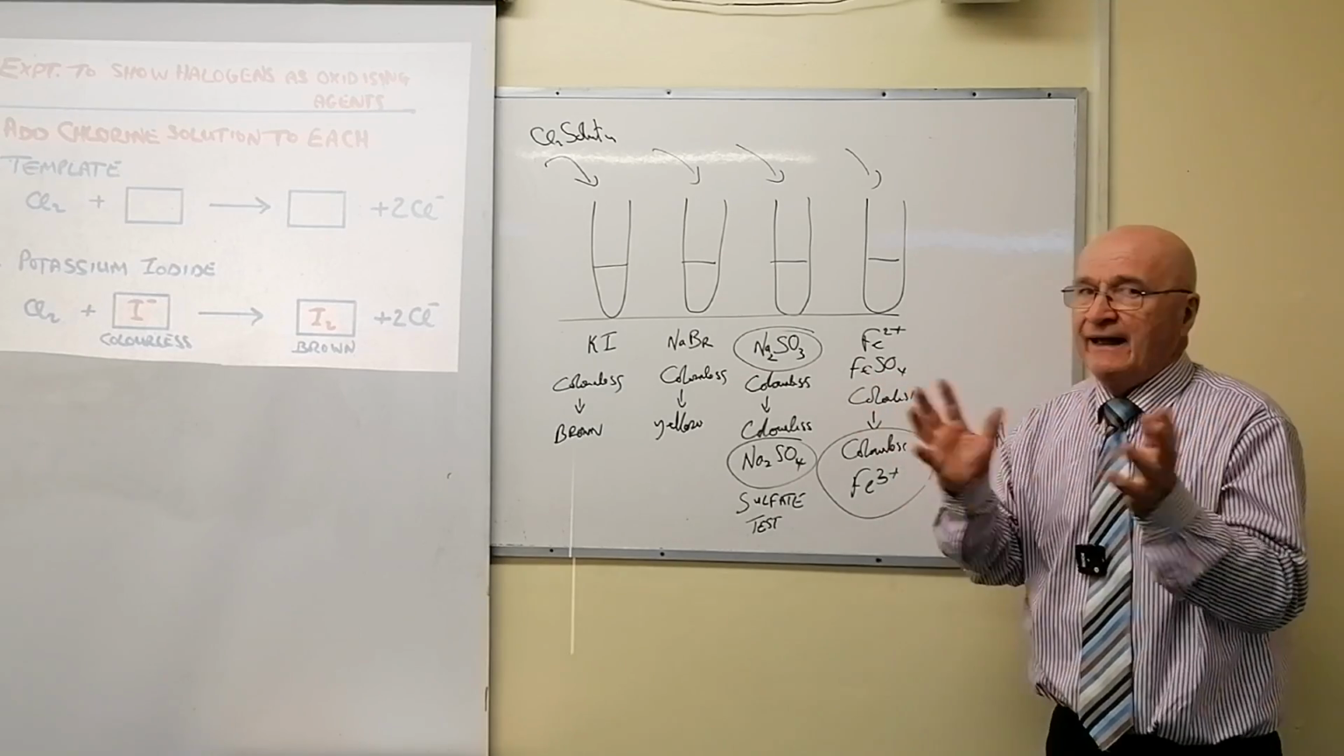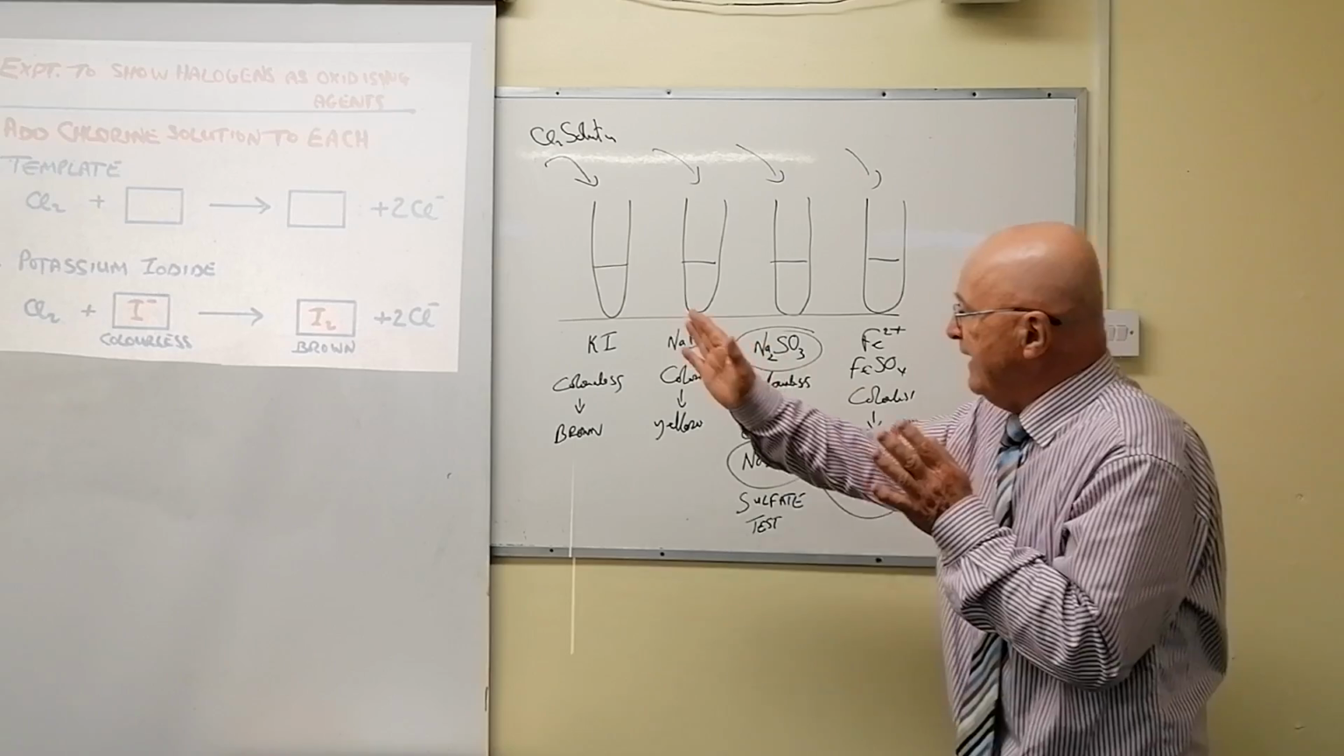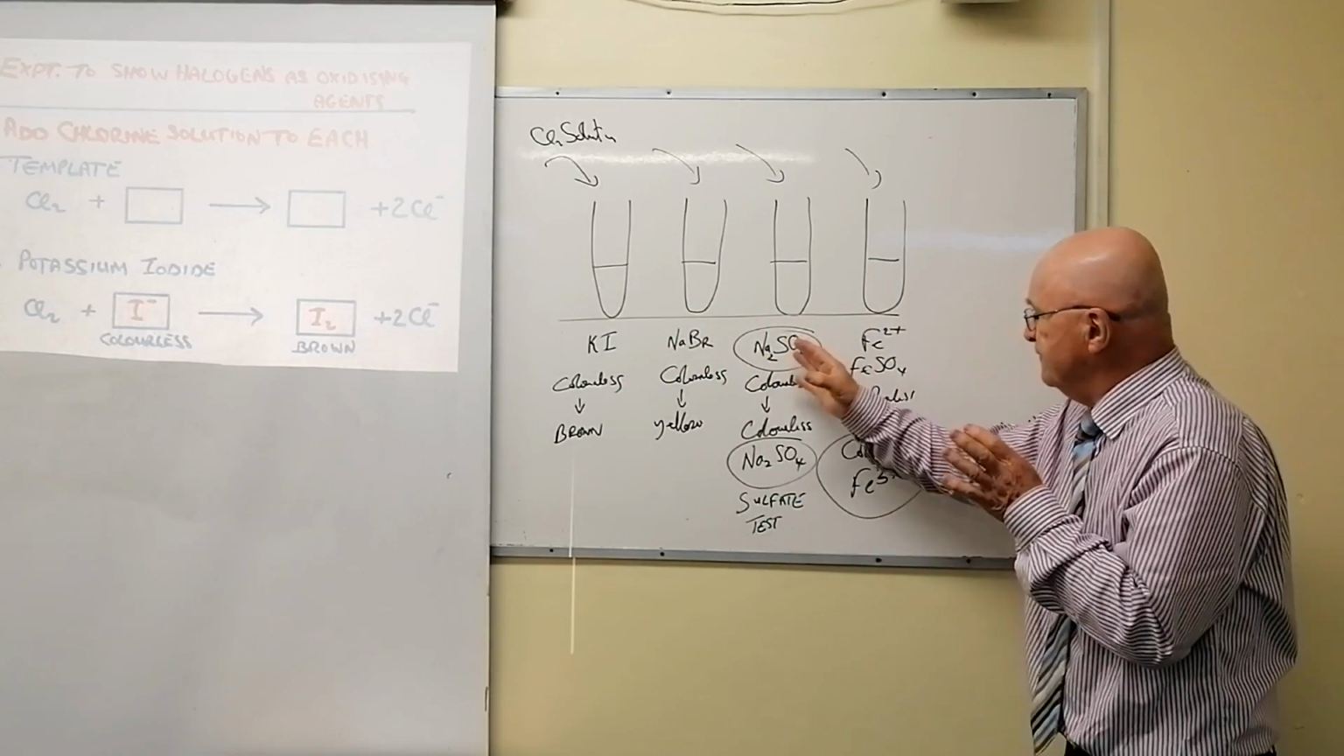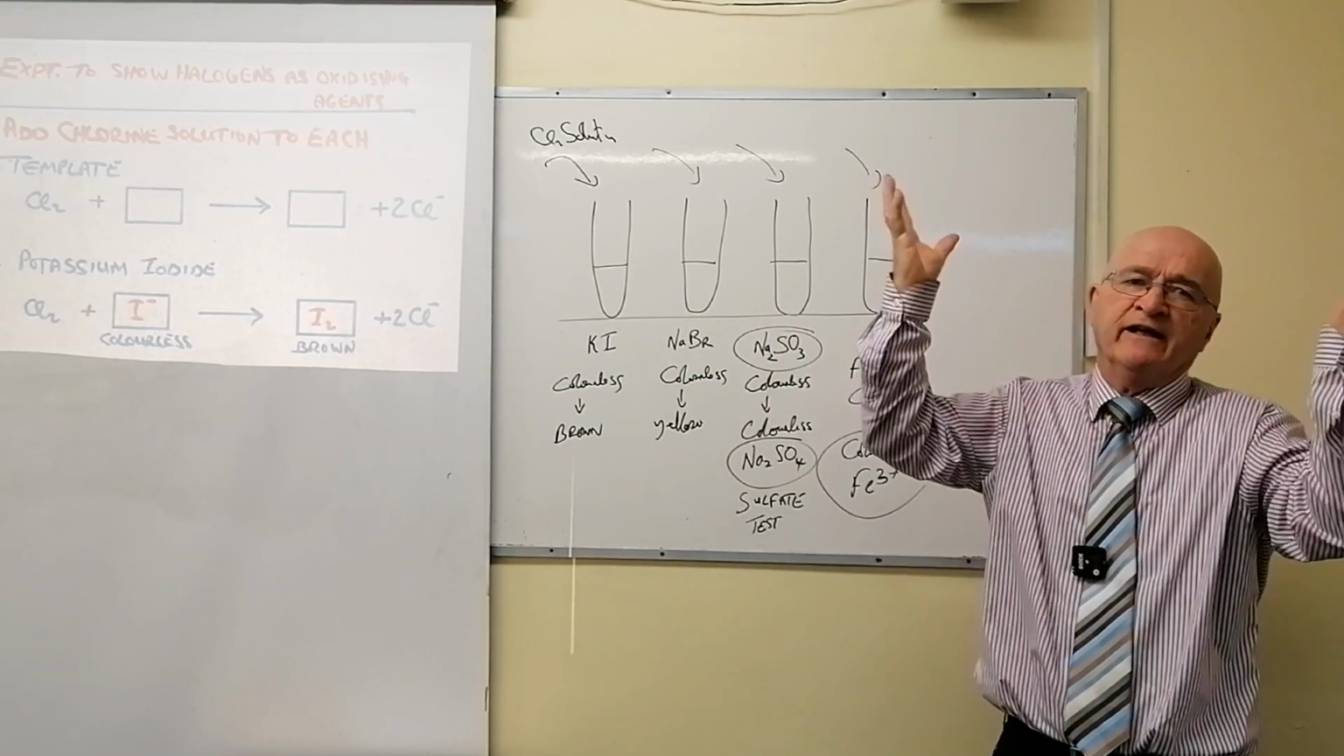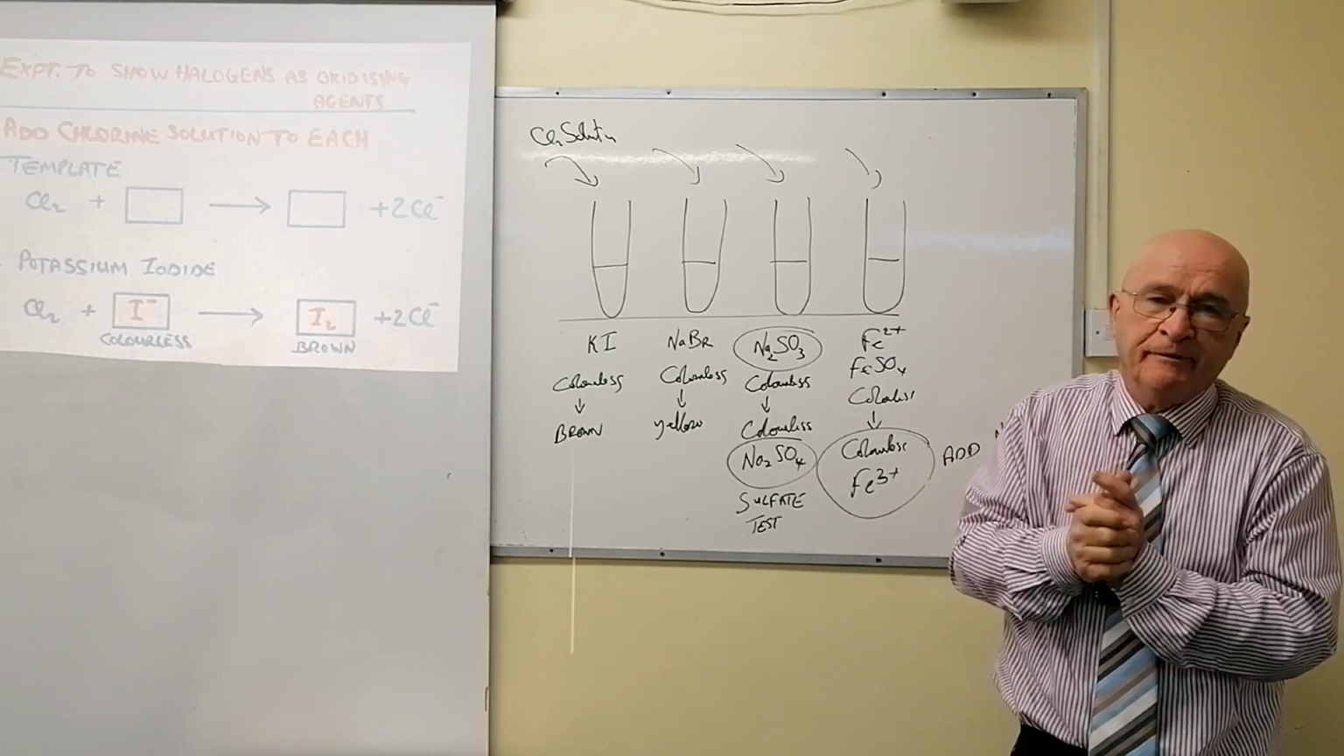Now, there's only 4 there and they can't ask you anything else. They can only ask you an iodide, a bromide, a sulfite, and iron 2. They won't pluck anything out of the air and say, what would happen here? Just be aware of that now.